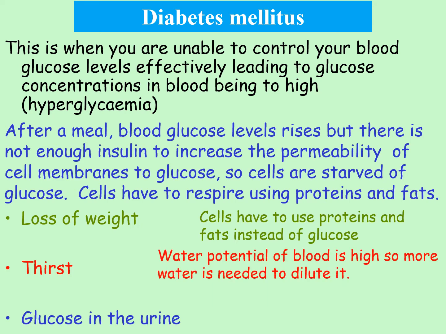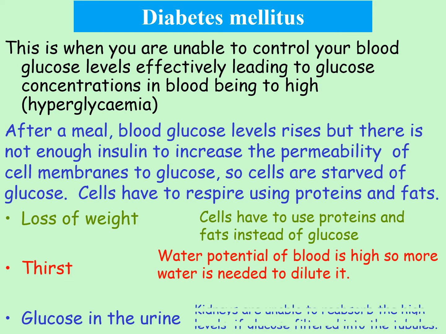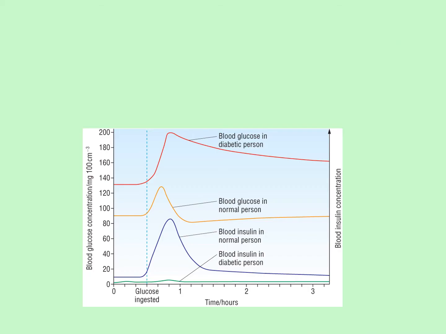Another example is thirst, and that is because the water potential of your blood is lower, because you've got so much sugar in it, and therefore water is needed to dilute it, so it moves away from your cells and into your blood, and that's why you feel thirsty. And there's glucose in your urine: you're unable to reabsorb such high levels of glucose, so you start losing it in your urine.